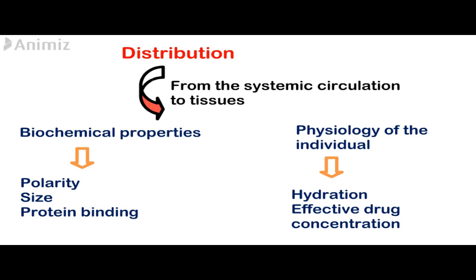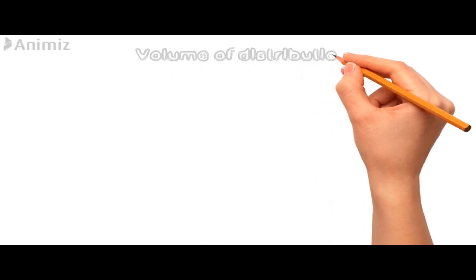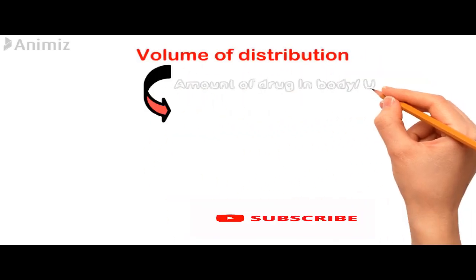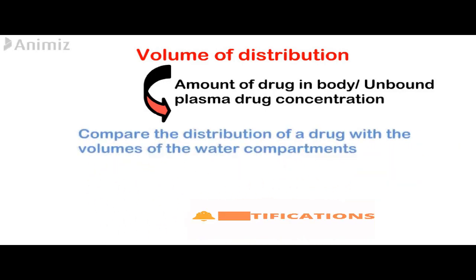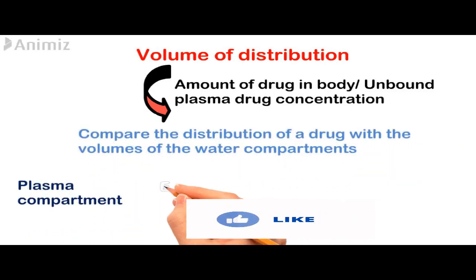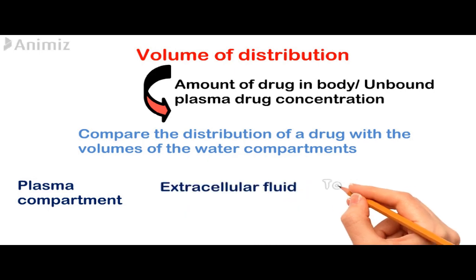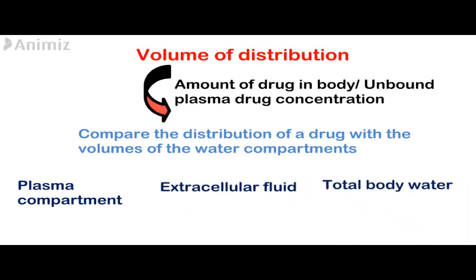Volume of drug distribution is a very common method to measure and to describe how drugs are spread in our body. And it is defined as the amount of drug in the body divided by the plasma drug concentration, which is not bound to protein. This volume is useful to compare the distribution of the drug with the volume of theoretical water compartments.